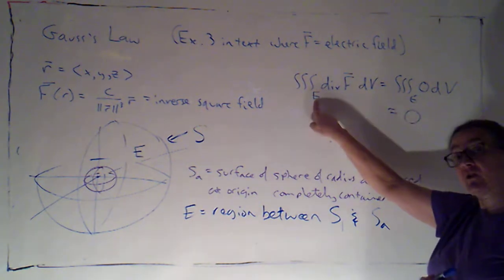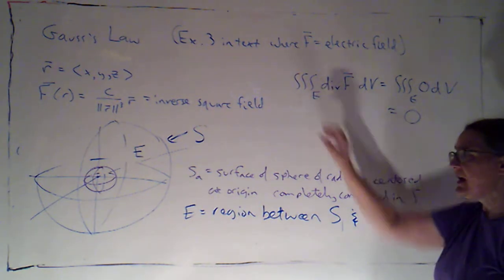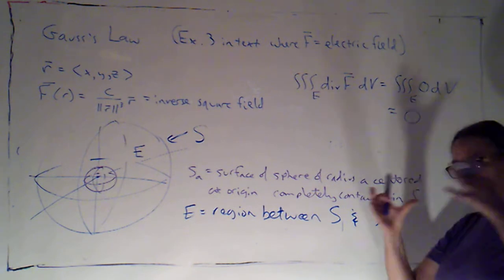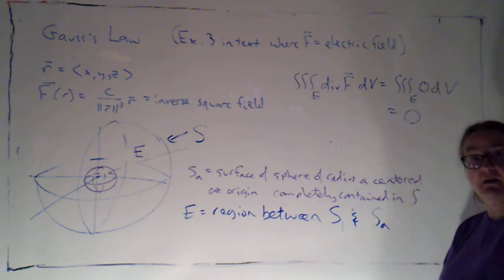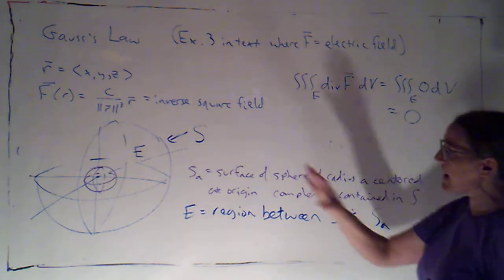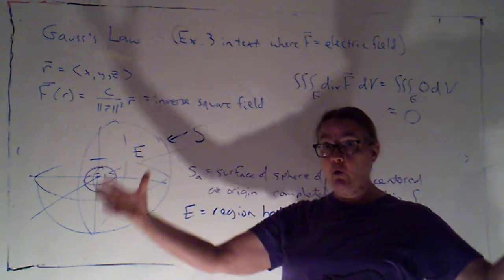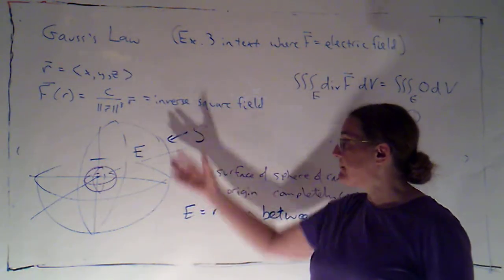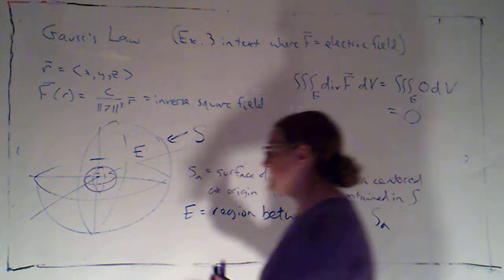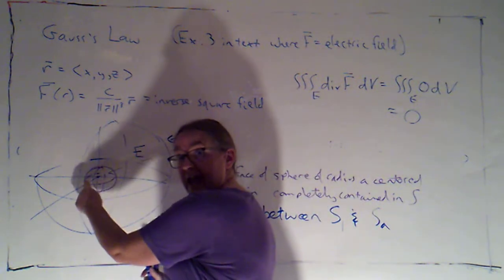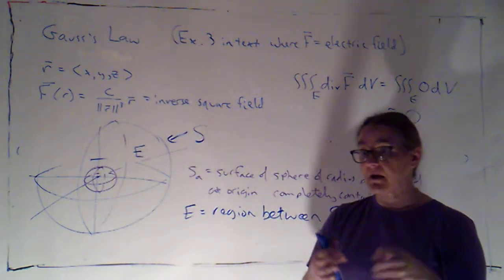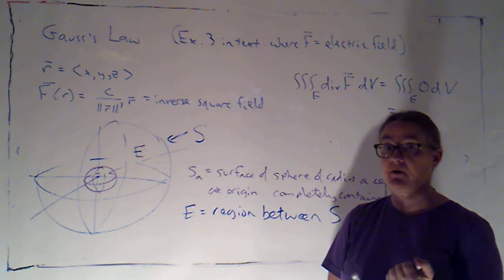And the answer is yes, we can, but the boundary of E is a little bit more complicated than anything we've seen before. Because the boundary of E, we've actually got an outer boundary, which is S, and an inner boundary, which is S sub a. So we've got to deal somehow with those two boundary parts.